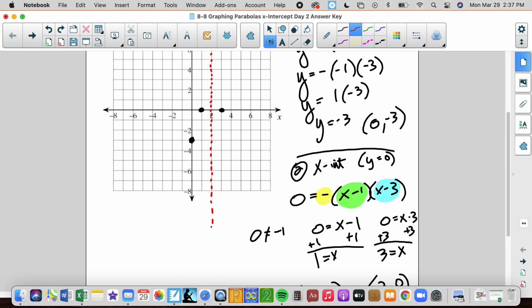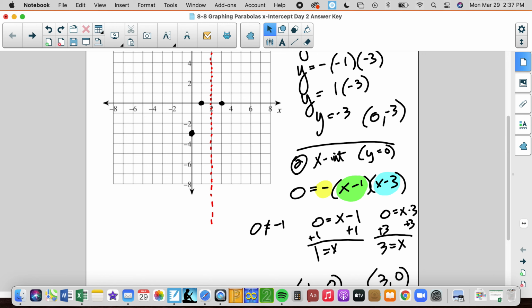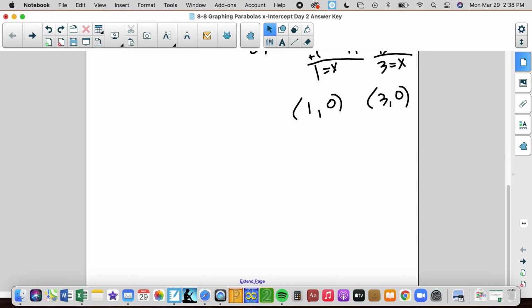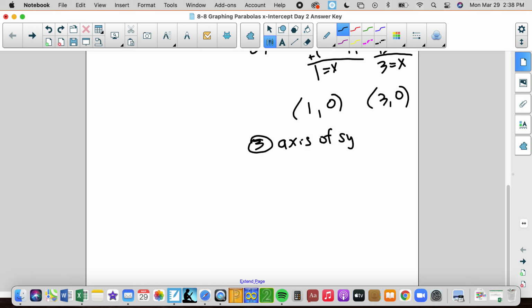The distance between those 2 points is 2. I divide that by 2, it's 1. So I'm going to move 1 in towards it to find the axis of symmetry. So I know that my axis of symmetry is x equals 2, meaning my x value is 2.